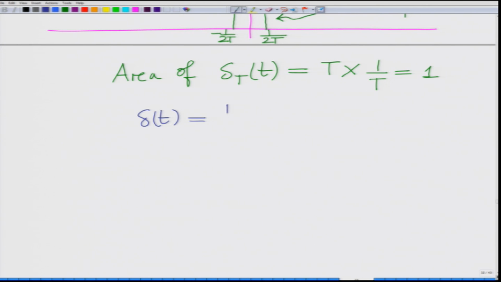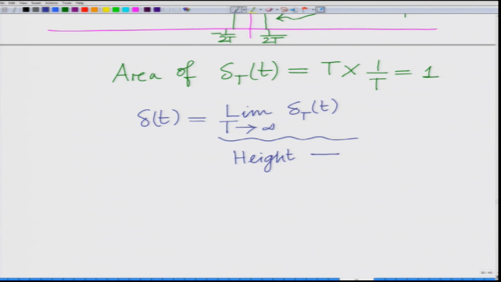One way to understand delta t is the limit as T tends to infinity of delta T, which means the height of the pulse tends to infinity, width tends to 0, however, area is 1, which is a constant. So, this is basically one way to intuitively visualize this unit impulse function, which otherwise is very difficult to visualize or understand intuitively, all right.